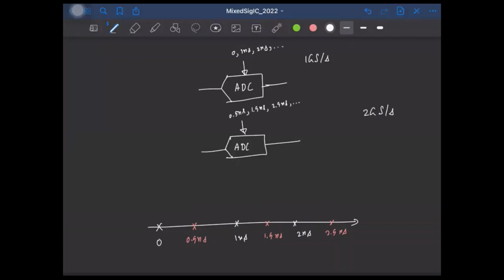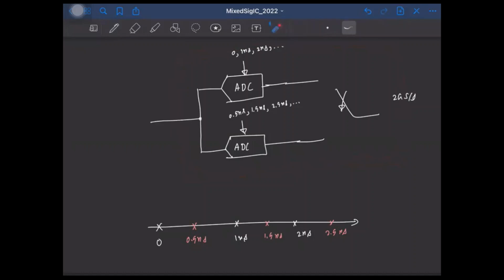Right? So now if you take these two outputs and switch between them, okay, so the first output you'll take from this ADC, that is this. Second output you'll take from this ADC, that is this, and you keep switching between them. Then overall, this entire box will look like an ADC that is operating at 2 gigasamples per second, right? So the same input is given here, right? But the clocks to these two ADCs are offset by 0.5 nanoseconds. Okay. So doing this will help us improve the overall speed.